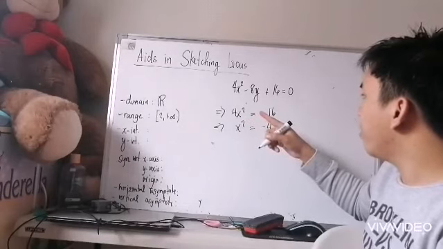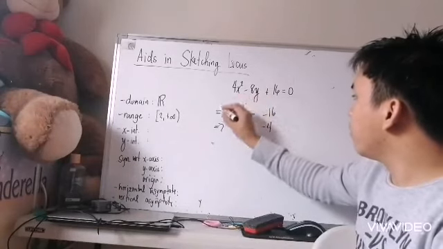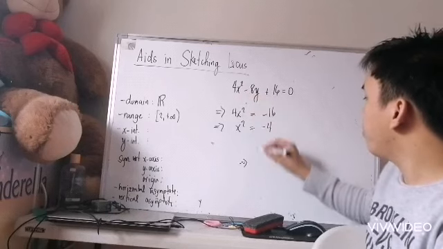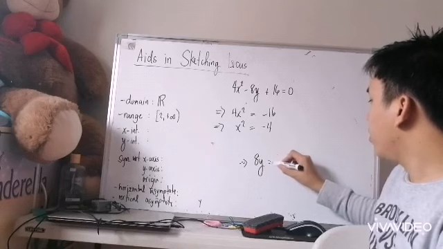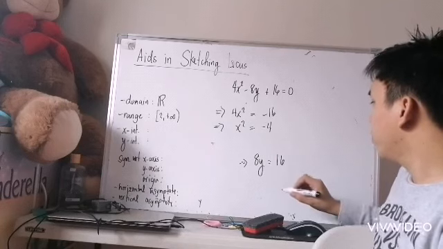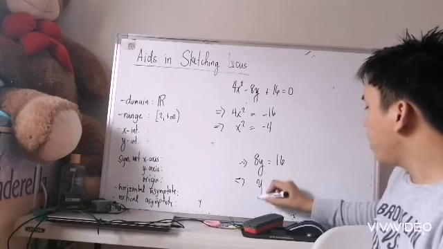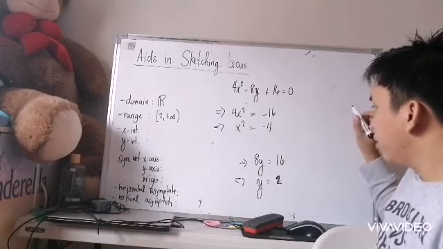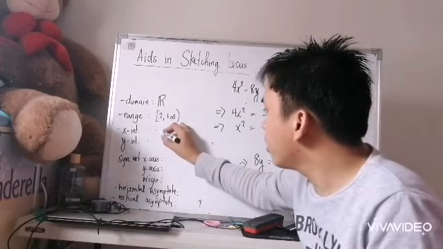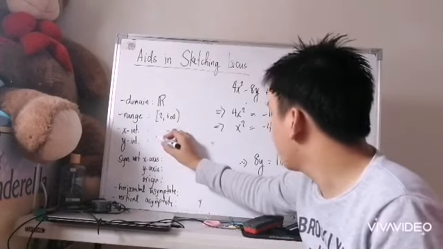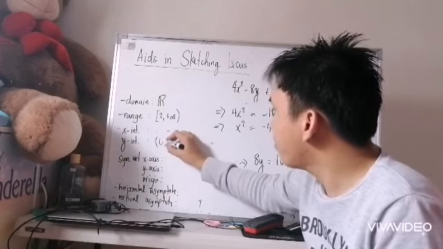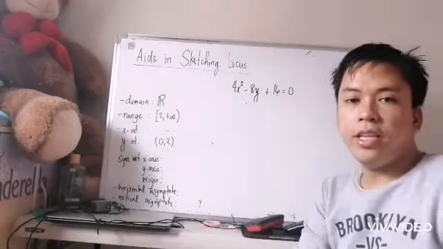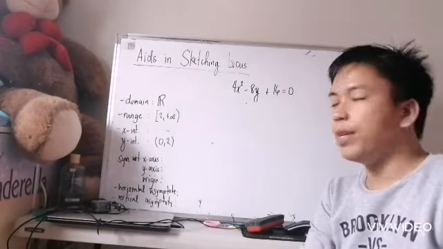So let's solve for y-intercept here. Let's assume x as 0, so you'll get 8y equals 16. And so y equals 2. Therefore, it doesn't have x-intercept, it has y-intercept at (0, 2). And that's it. Okay, this time we'll solve for the symmetries.